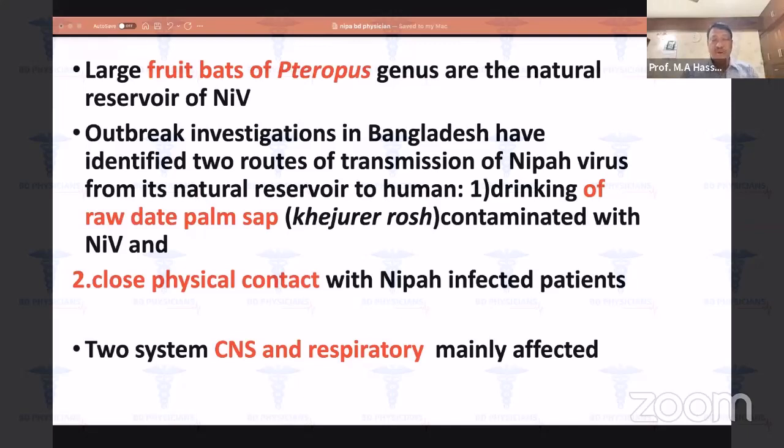And 2 systems of the body are mainly affected. One is the CNS, and the other is the respiratory system, which leads to ARDS like COVID virus and causes death of the patient. So, 2 routes in our country and 2 systems mainly affected.